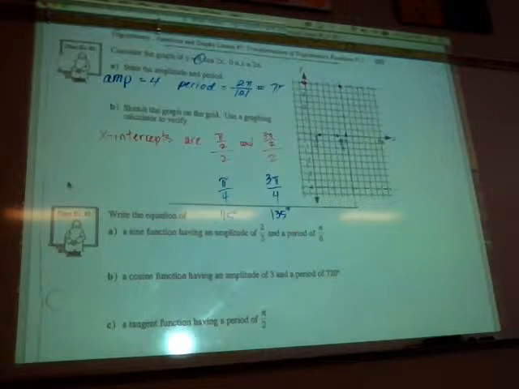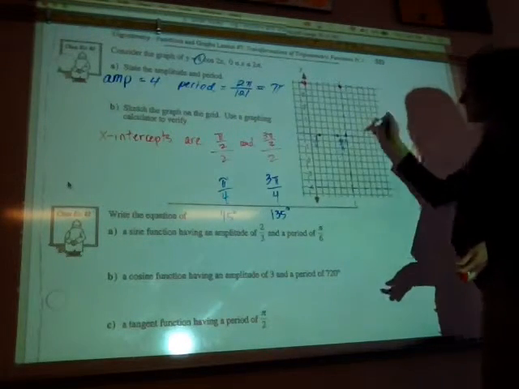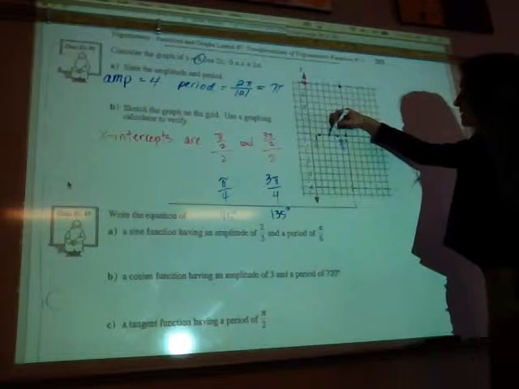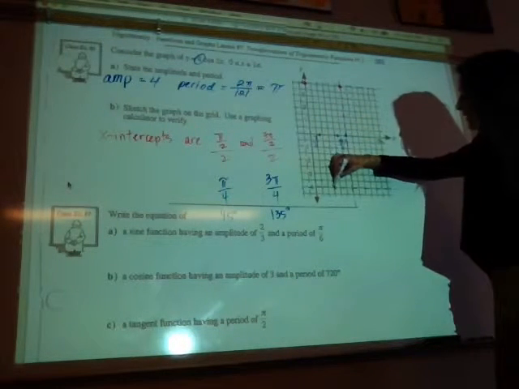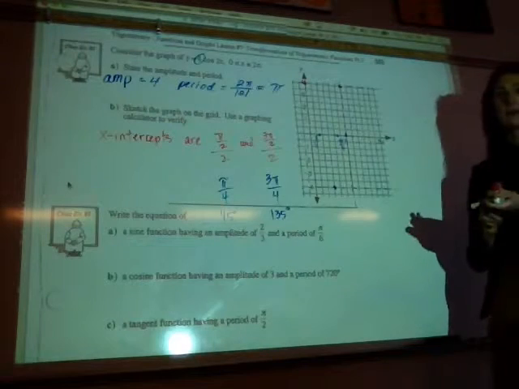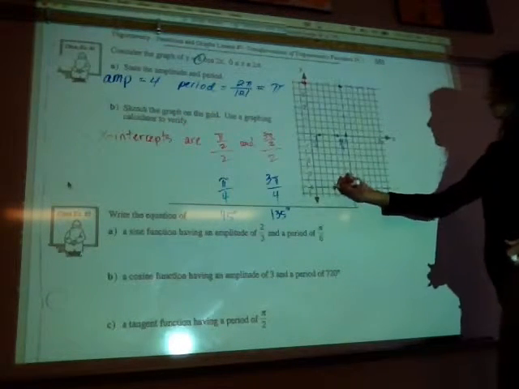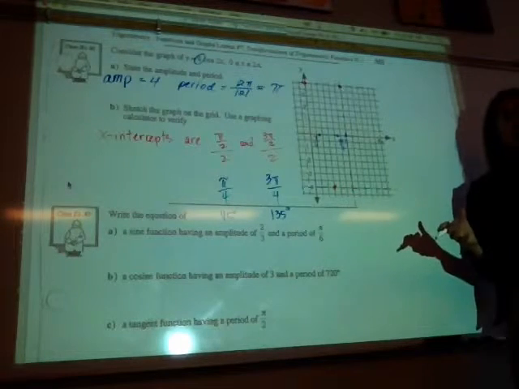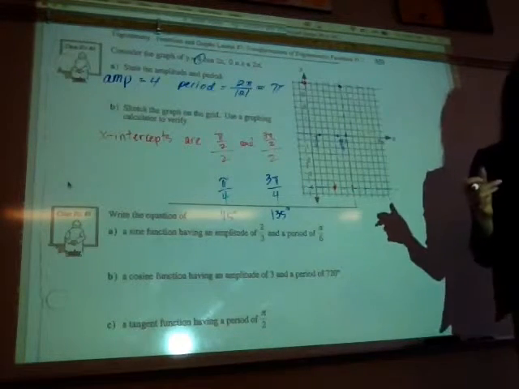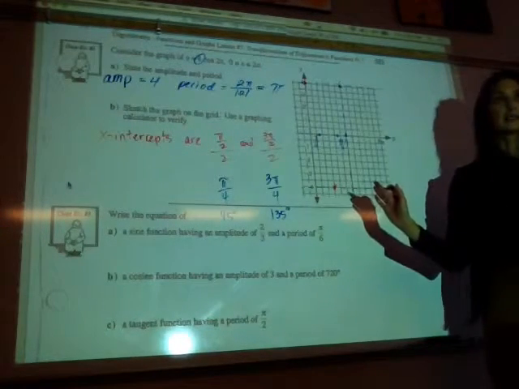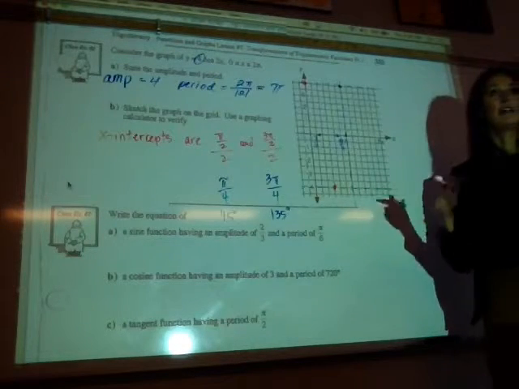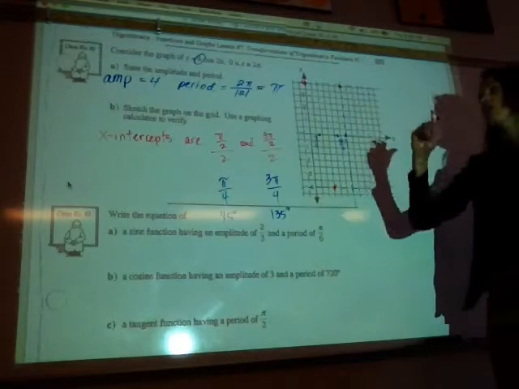If we have a horizontal stretch of 1/2, what's half of 180? 90. Good. So let's figure out where 90 degrees is. We have 30, 60, 90, there we go, and that's down at -4. So all of the old critical points from the original graph of y equals cosine x are compressed by 1/2 and vertically stretched by 4.